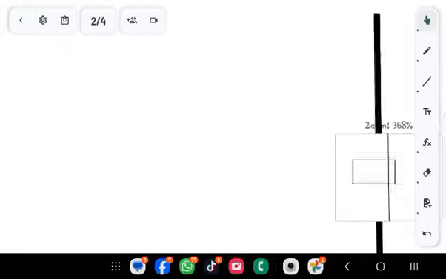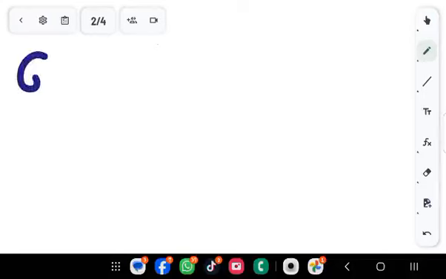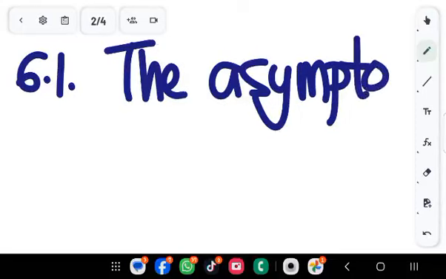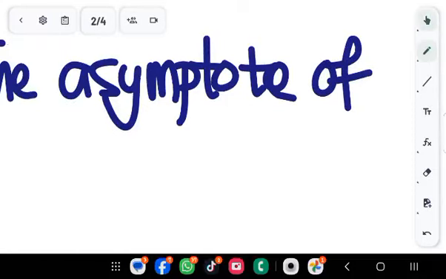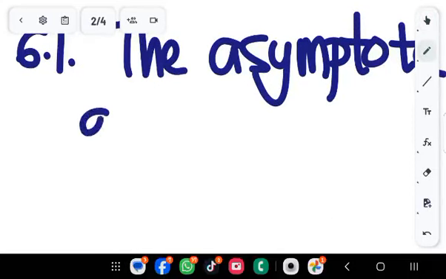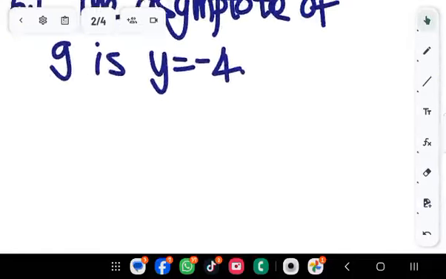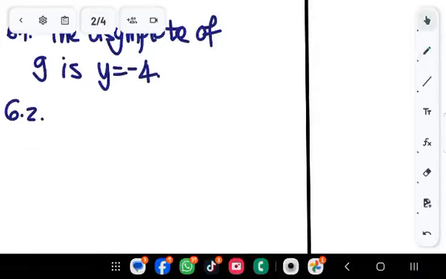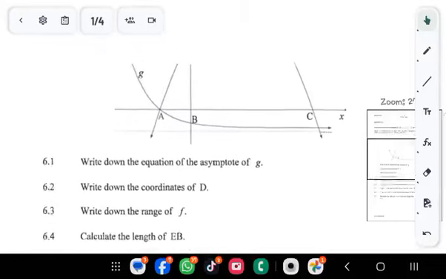So this will be 6.1. The asymptote of g is y equals negative 4. 6.2. Next question, write down the coordinates of D.